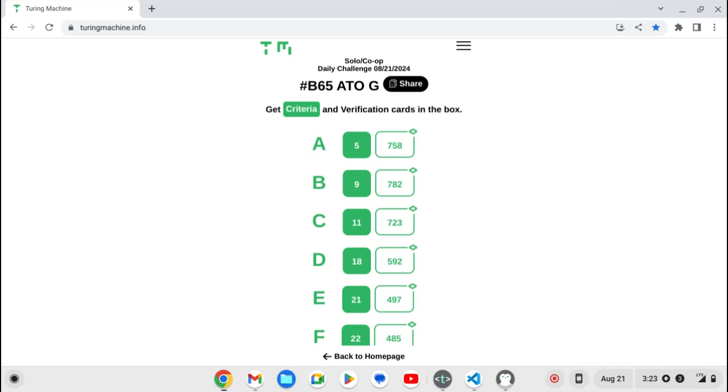Let's begin. Today's August 21st, 2024, and we're solving the Daily Turing Machine Puzzle. Today's puzzle uses the following 6 criteria cards. Criteria card 5, 9, 11, 18, 21, and 22. And the puzzle uses the green verification cards. The code above is your way to find more information on today's puzzle by searching the code on turingmachine.info. Let's go solve.